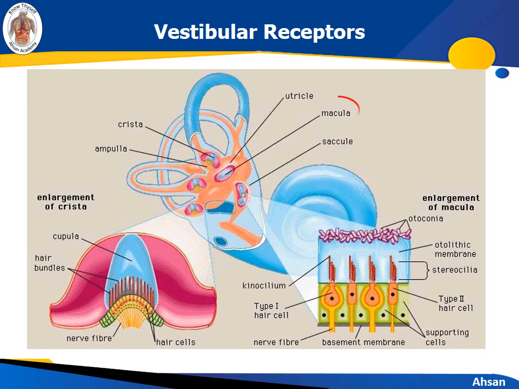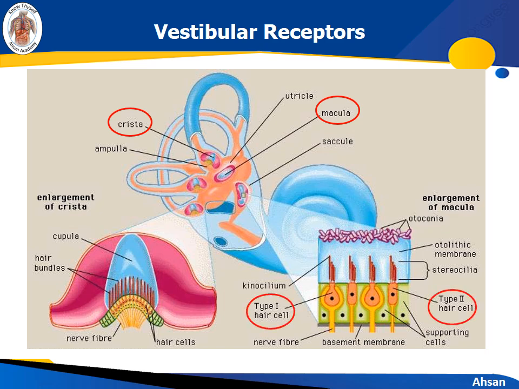The utricular wall contains the macula, which I have marked with a red circle. These maculae are specialized areas that contain the receptors. These dilated parts of the semicircular canal contain cristae. These are also an elevation in the wall that also contains receptor cells. These are hair cells too. There are two types of hair cell for the vestibular receptions, type 1 and type 2.